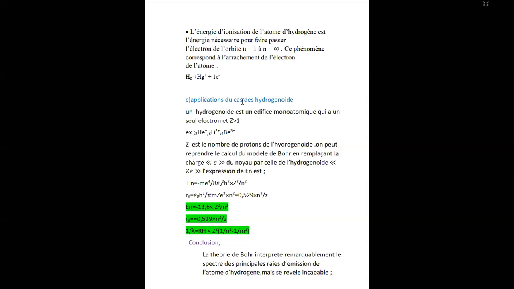So by definition, we will define a hydrogenoid. A hydrogenoid est un édifice monatomique qui a un seul électron et Z est supérieur à 1. Z is greater than 1. We say a hydrogenoid is an edifice. An edifice simply means a building, monatomic.